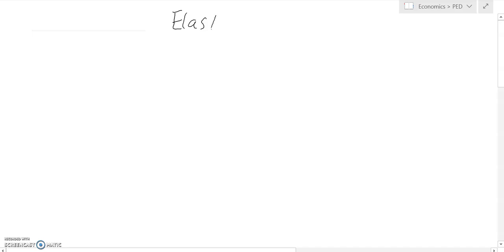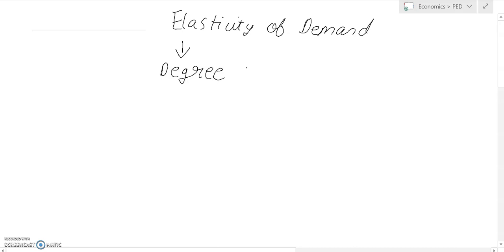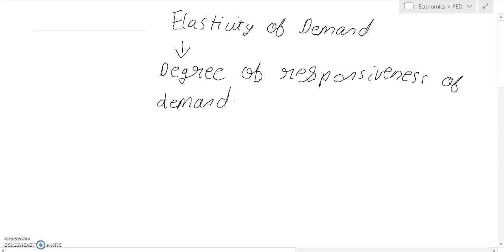Elasticity of demand means measuring the degree of responsiveness of demand to a change in any determinant of demand.